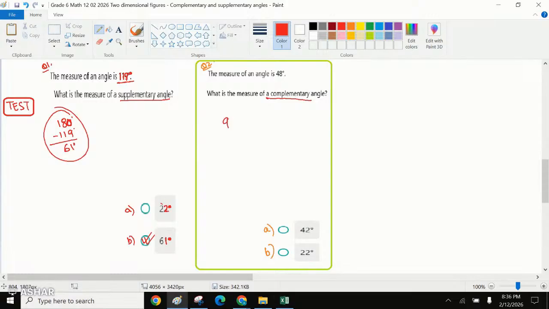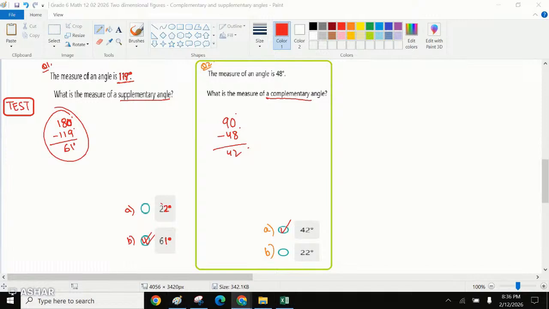Complementary. Thank you. Thank you, Peace. Thank you, Mano. Ashik and Peace. That means minus 48 would be 42. Perfect.